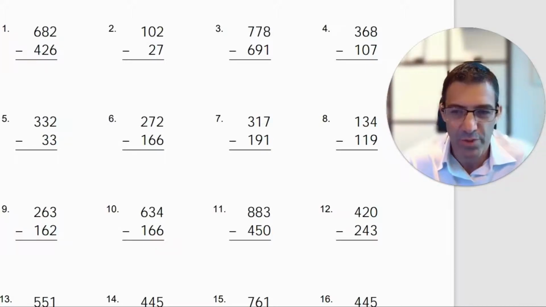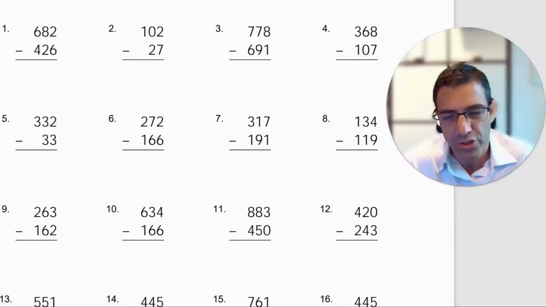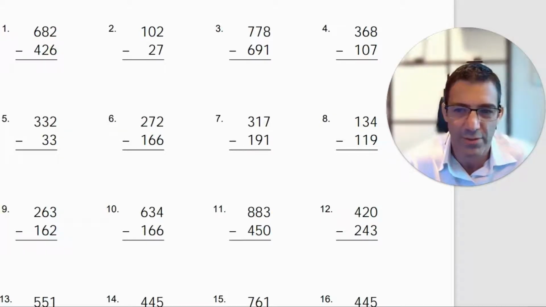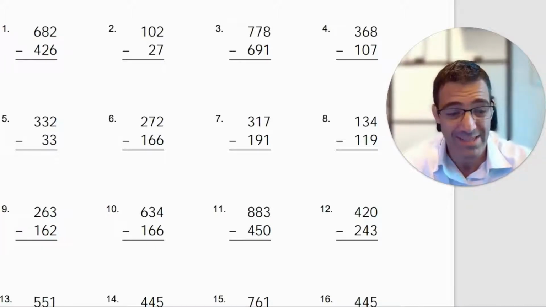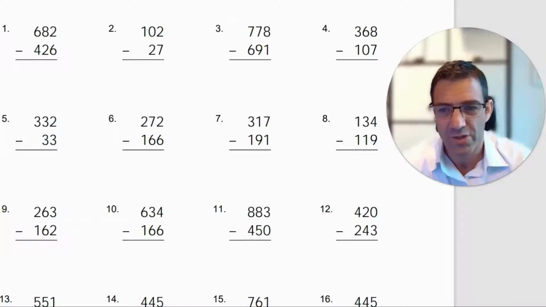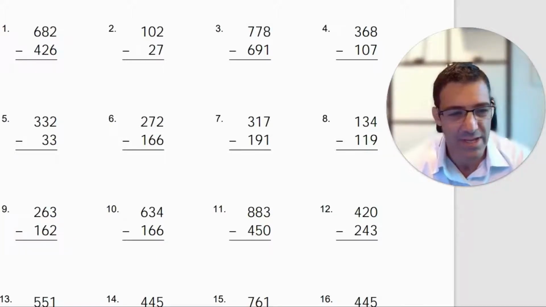Alright, so if you've paused the video, you've tried the questions, some questions you're doing alright, some questions you found a little bit difficult, that's okay, I'm here to help you. So we're going to start with the first question, and the idea of borrowing, like here in the ones, I see that I've got 2 ones and I've got 6 ones at the bottom. Well, there's a bit of a problem with that because 6 ones is bigger than 2 ones. So how do I deal with that? Well, I need to borrow from the tens because I don't have enough ones in the ones.